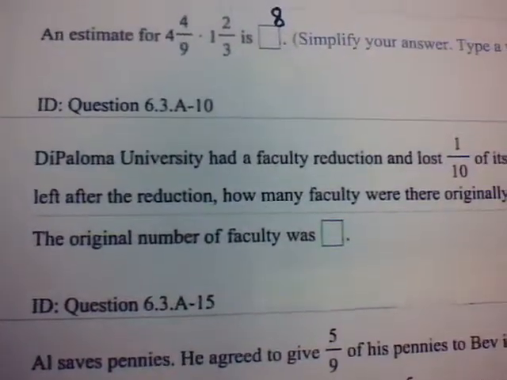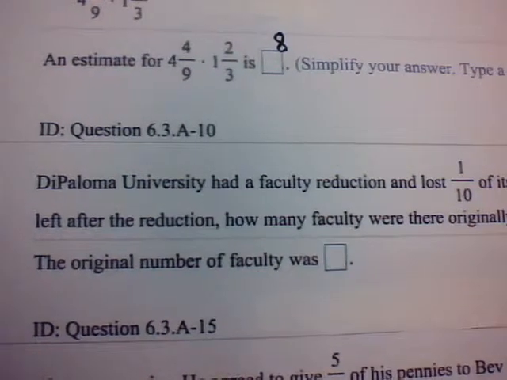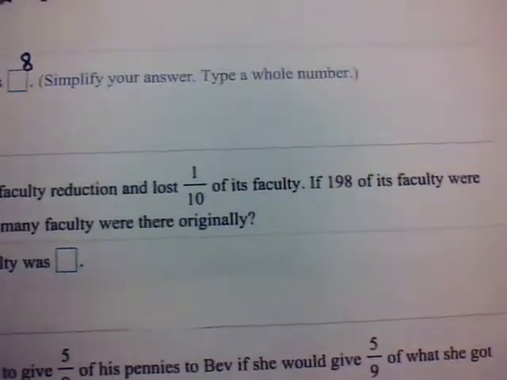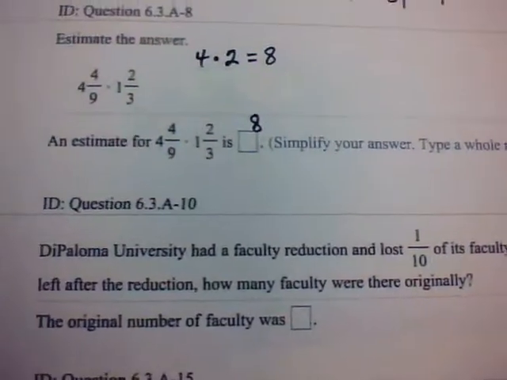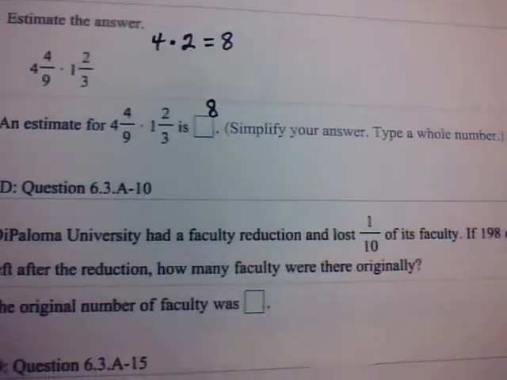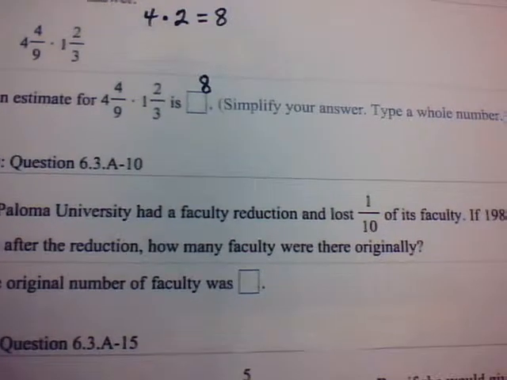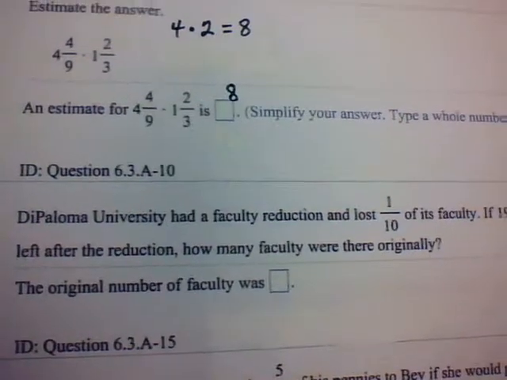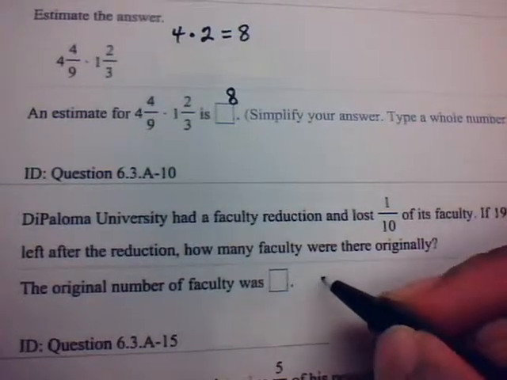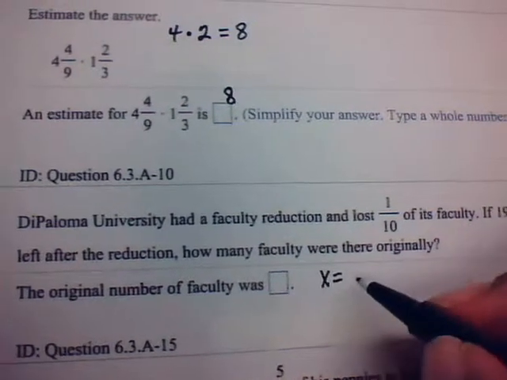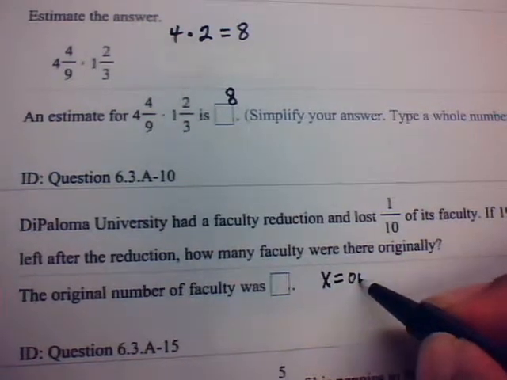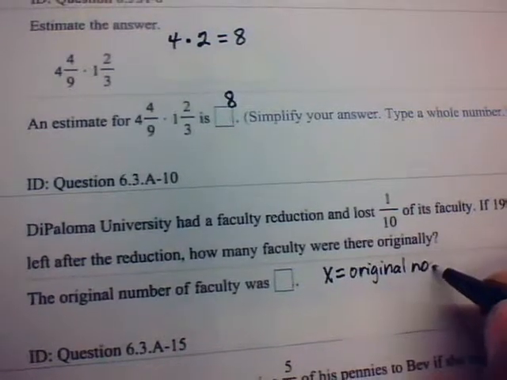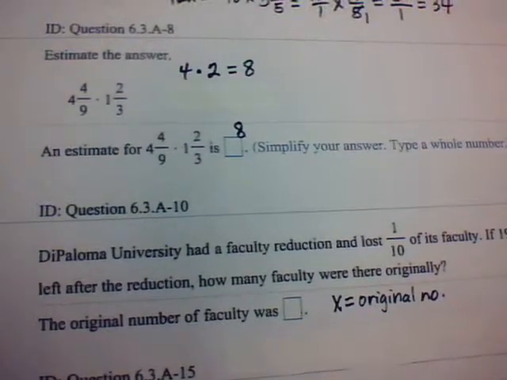All right, problem number 6. Paloma University had a faculty reduction and lost 1/10 of its faculty. If 198 of its faculty were left after the reduction, how many faculty were there originally? Okay, in this particular case, we're trying to find out the original number of the faculty. I'm going to let X be the original number of faculty members that were there.